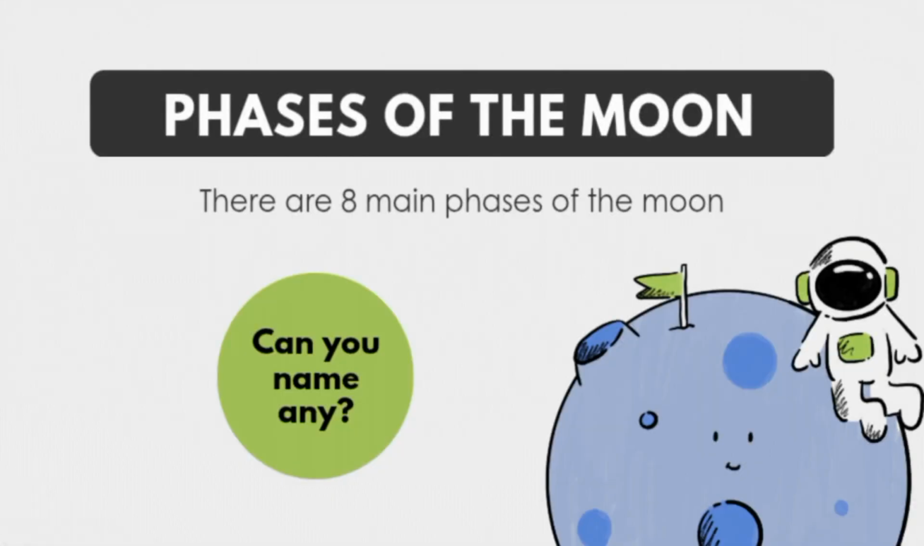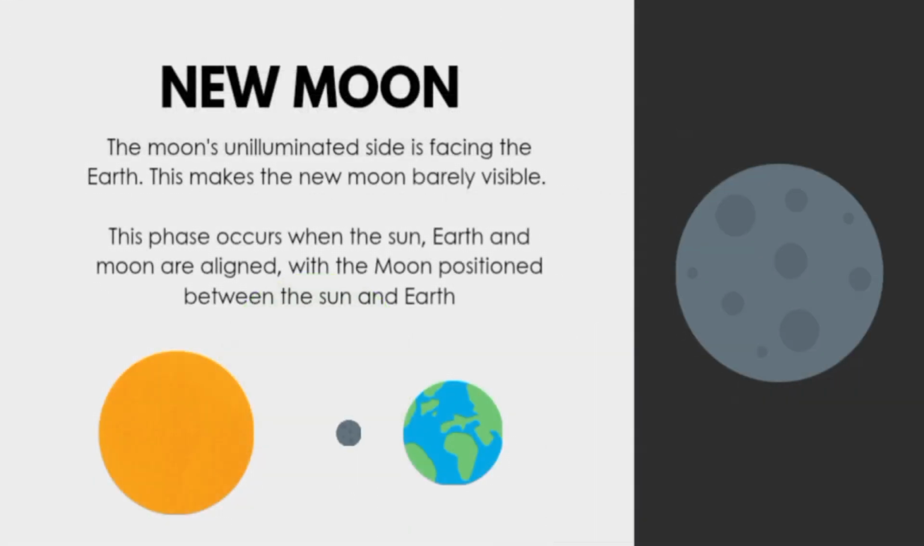Now, we are learning about phases of the moon. There are 8 main phases of the moon. Number 1 is a new moon. The moon's unilluminated side is facing the Earth. This makes the new moon not visible. This phase occurs when the sun, Earth, and moon are aligned, with the moon positioned between the sun and Earth.